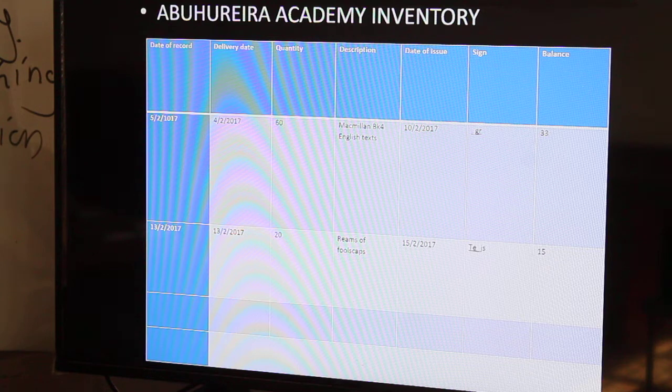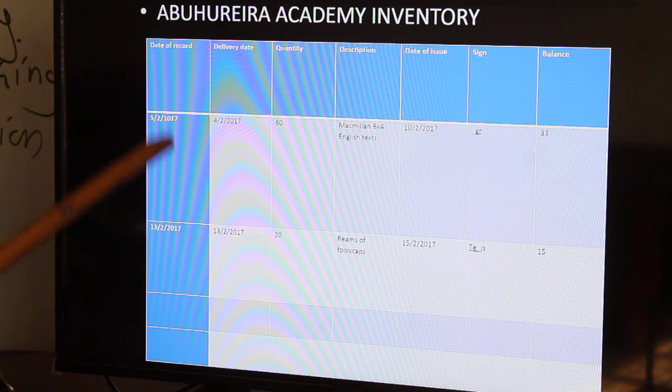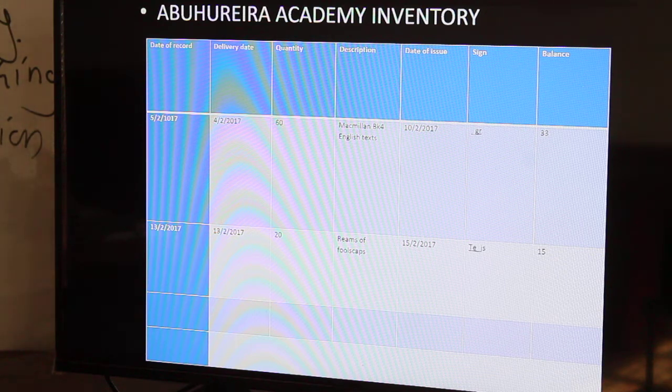The date of issue was on 10 February, and that was the same year, 2017. And then the sign of this person who gave out, and then how many were given, we have a balance of 33. Then on 13th February 2017 again, this is the date when the record was made.